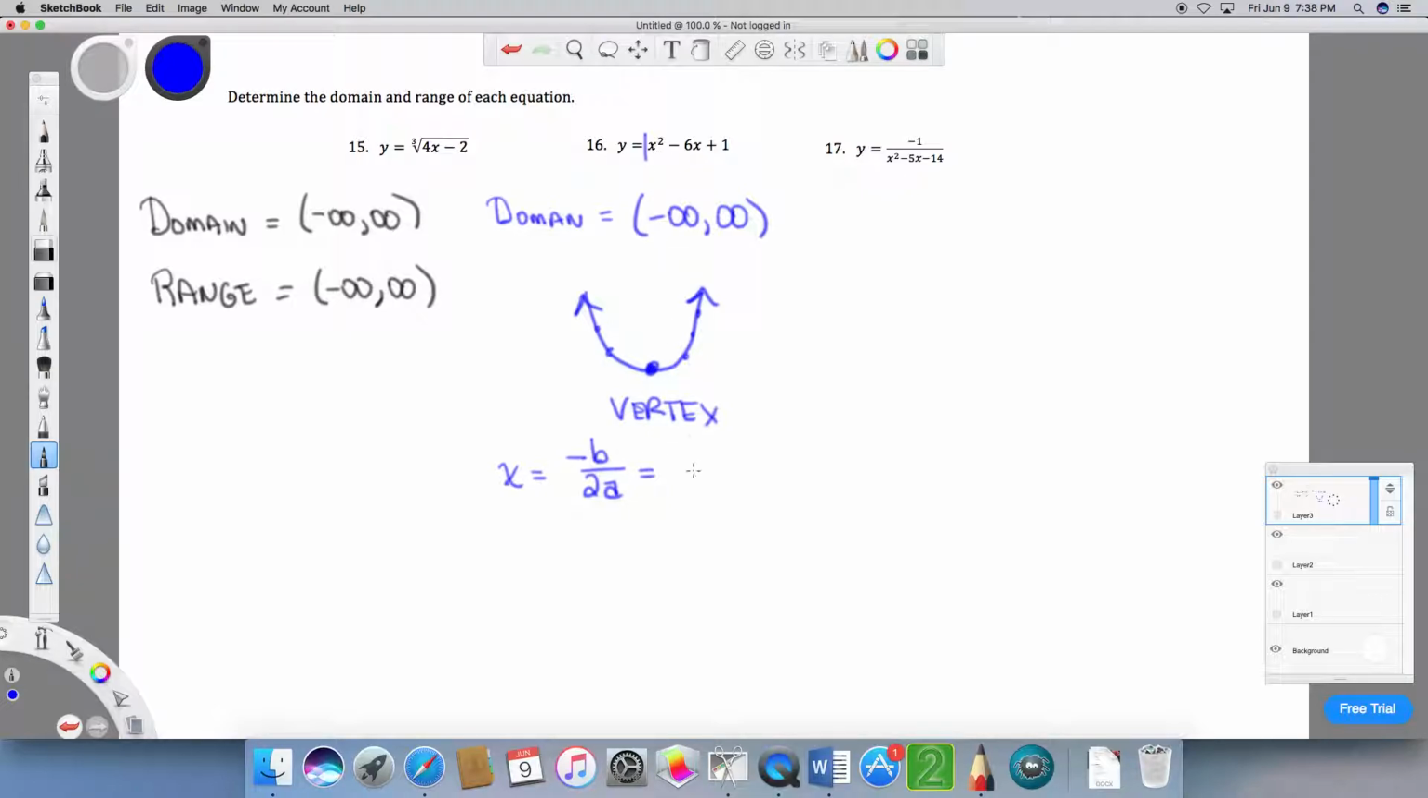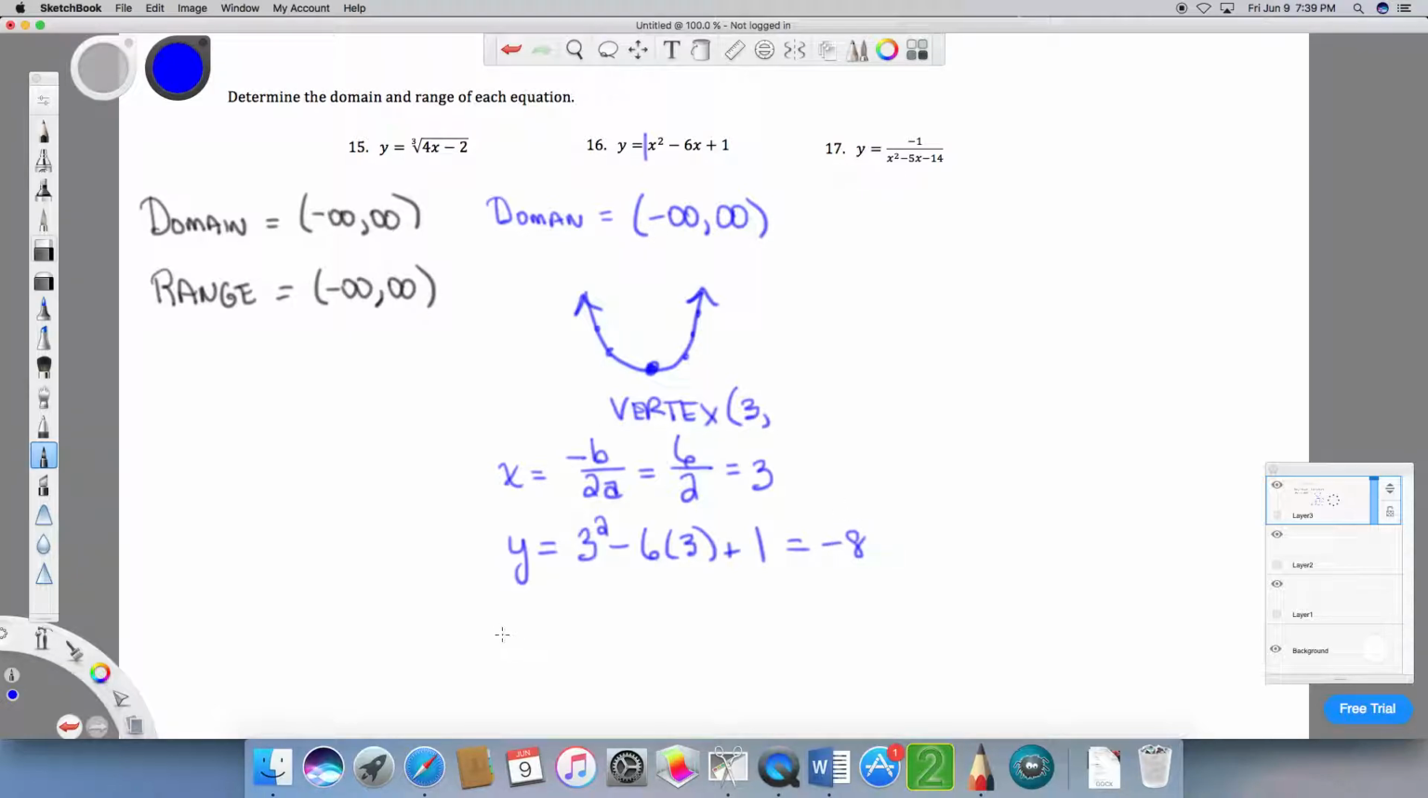The opposite of negative 6 is positive 6. 2 times 1 is 2. So the x-coordinate of the vertex is 3. But I'm wanting the y-coordinates because I'm trying to use this graph to help me to determine the range. So the corresponding y value, well, I simply plug in this value of x equals 3 into the equation. So I have 3 squared minus 6 times 3 plus 1. And what do I have here? Well, this is 9 minus 18, which is a negative 9. And negative 9 plus 1 is a negative 8.